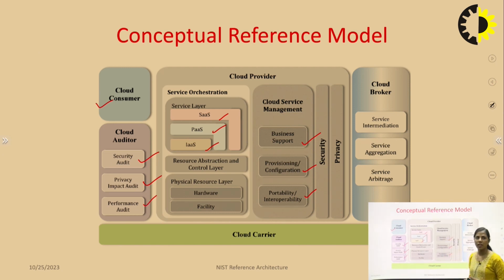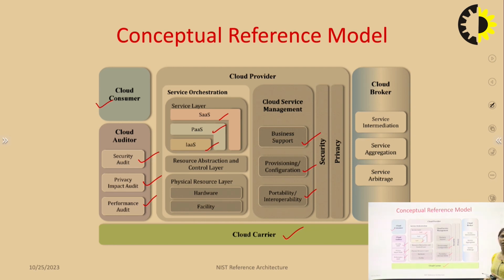Then we have the cloud carrier. The cloud carrier provides the communication and the transportation of information, storage and transformations. All the services and the communication are provided by the cloud carrier. These are the basic terminology. I'm just giving you an overview of these technology terms, and then we will discuss further, one by one, what these terms are.